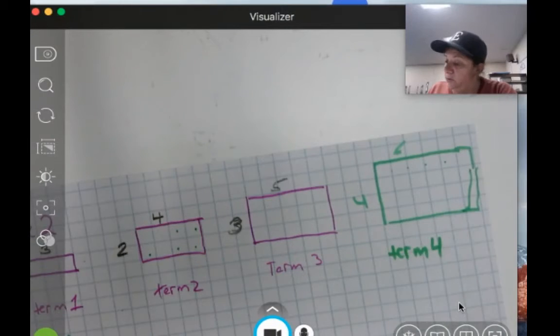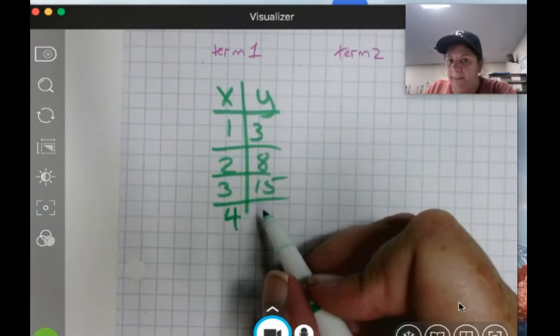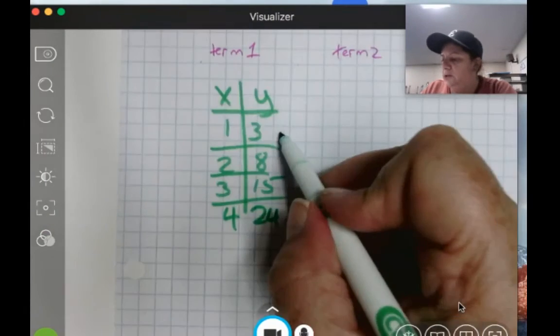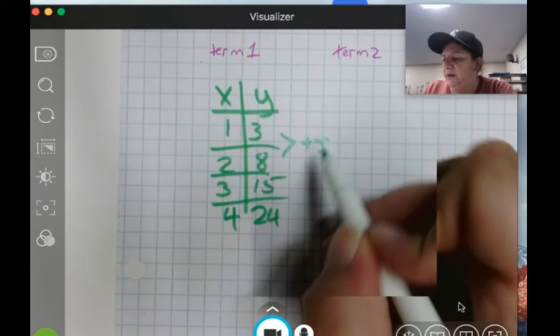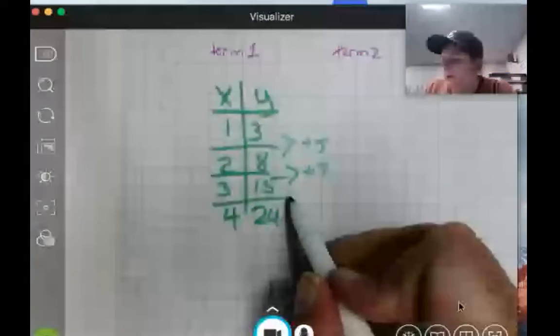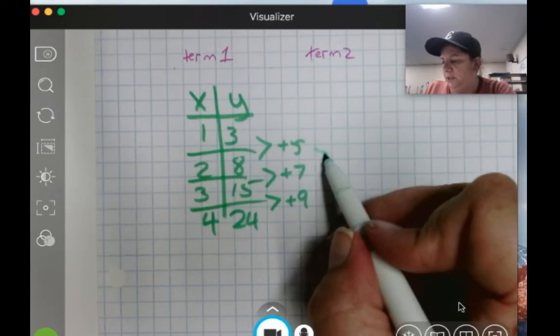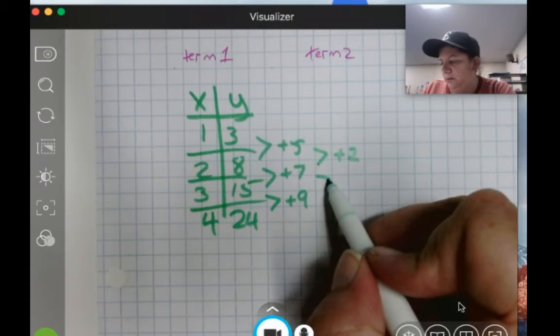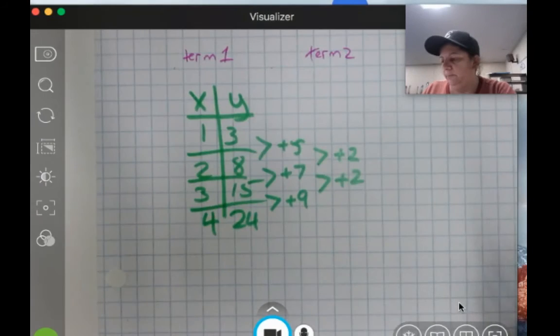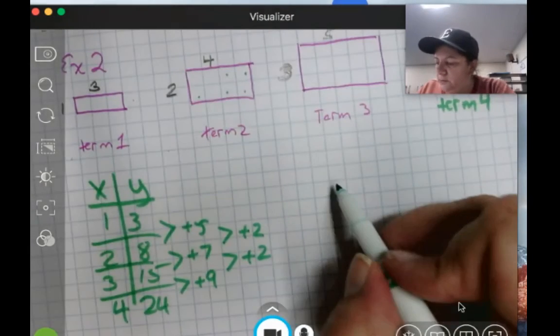Okay. Oh, so now I know. That's 4, 24. And you got your first differences. That's plus 5. That's plus 7. That's plus 9. And you got your second differences, plus 2, plus 2. Great.